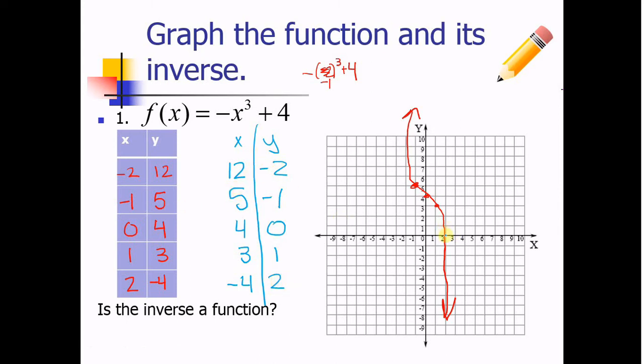12, -2, I can't graph that. But I can graph 5, -1, and I can graph 4, 0, and I can graph 3, 1, and I can graph -4, +2. My graph looks something like that. Notice how it's basically the same graph, but just turned on its side. So it's been turned. Now, to answer the question, is the inverse a function?